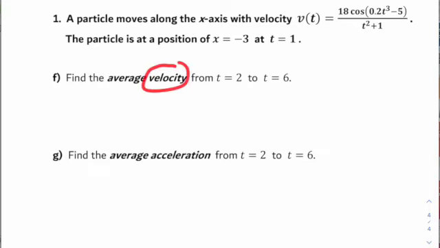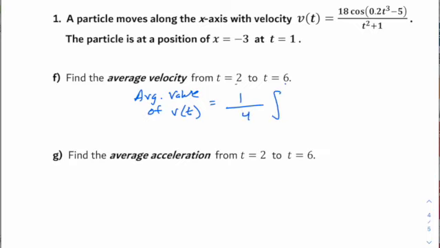For average velocity, average v of t, if you want the average thing that you already have, you want the average value. So this is the average value, what we're about to do, of v of t. And that is 1 over 6 minus 2, which is 4, taking 1/4 of the integral from 2 to 6 of v of t, right? Finding the area under it and then dividing it by the base. Finding the area, which is 2 to 6, that integral, and then dividing it by 4 to get that average height, that average value.